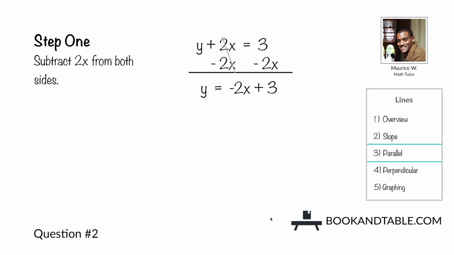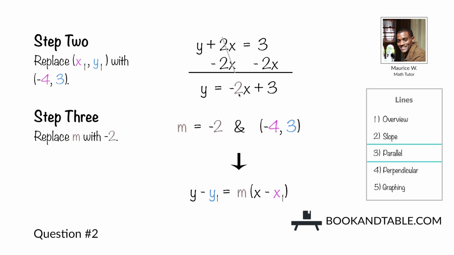Question number 2. Step 1, subtract 2x from both sides. This gives us a slope-intercept form of y is equal to -2x plus 3 of the parallel line. So this gives us the slope we're looking for, -2. We combine that with the point on the line we're looking for in the point-slope form. And step 2, we replace x1 with -4, and we replace y1 with 3. x minus -4 becomes x plus 4. y minus 3. Step 3, replace m with -2.